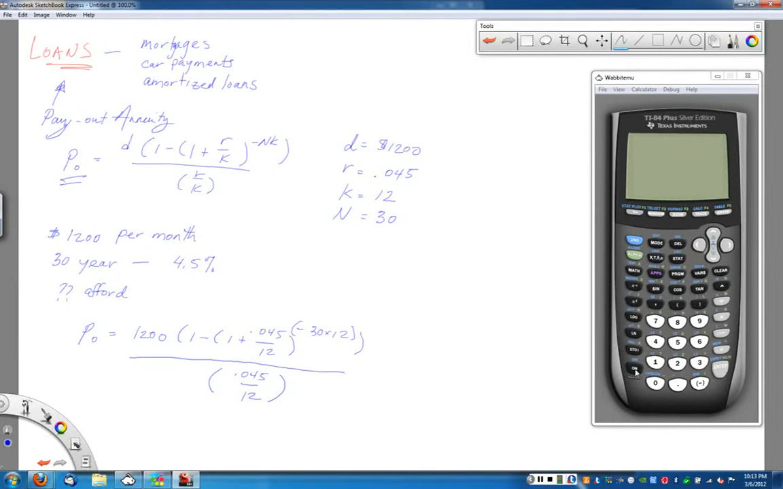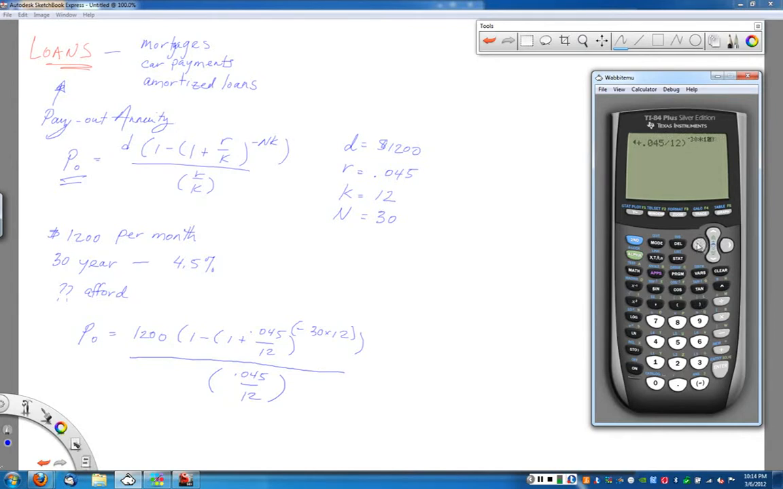Now, again, enter this whole fun thing in on your calculator. We'll clear everything out. Let's see what it looks like. 1,200 times, in parentheses, 1 minus, open the next set of parentheses to get the interest rate part. So it's 1 plus 0.045 divided by 12, close the parentheses, and then use the caret button to show that I would like an exponent. Then we need it to be negative nk, so be sure to use the negative button. N is 30 years times k is 12, and close the parentheses.